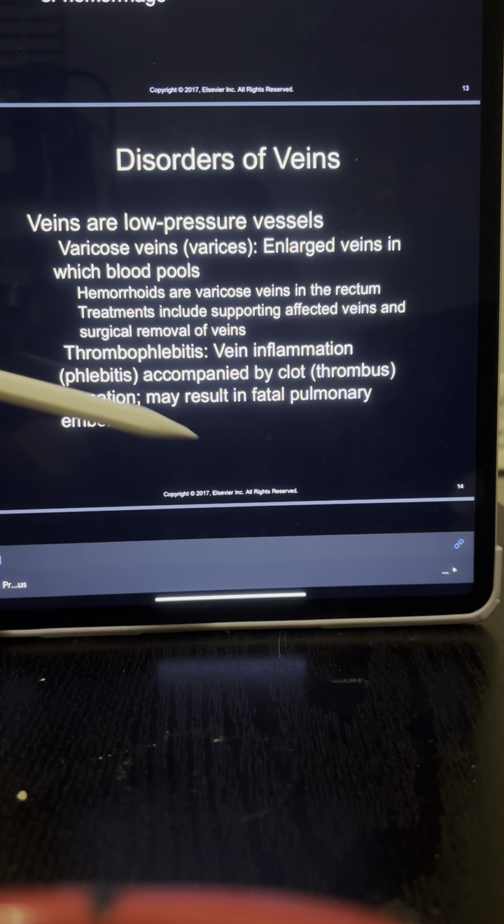Hemorrhoids are varicose veins in the rectum. They pop, they come out, they hurt, they itch. Treatments include supporting affected veins and surgical removal if there's a lot and they've tried other things.